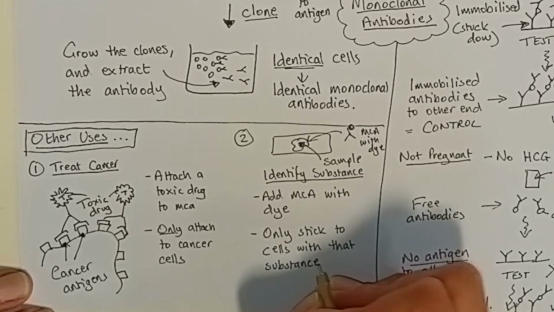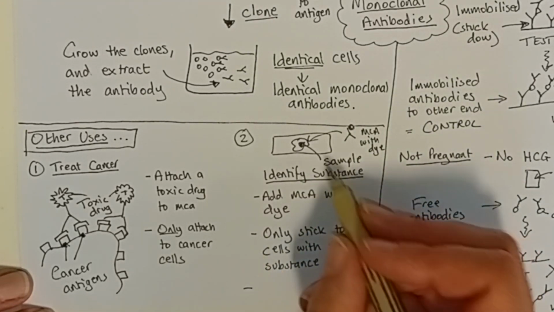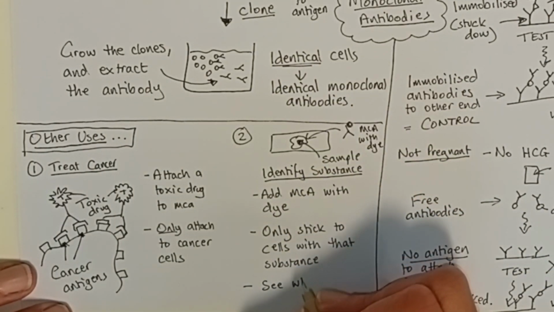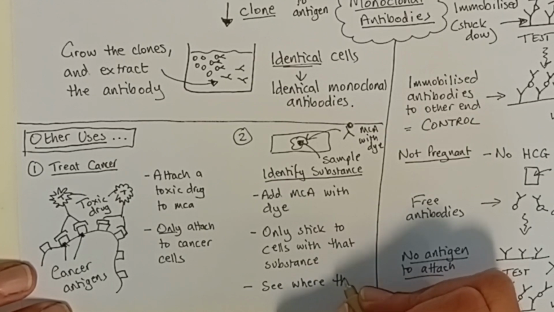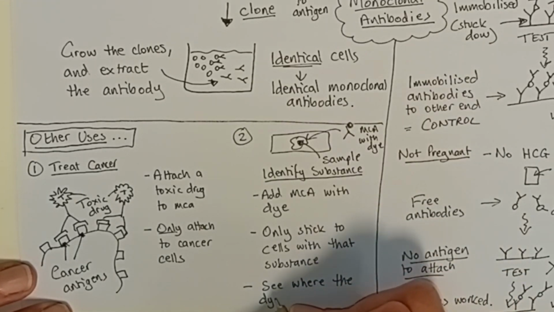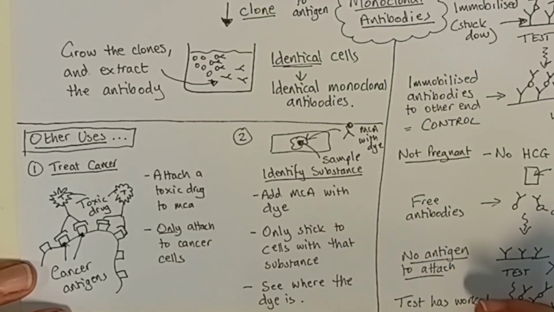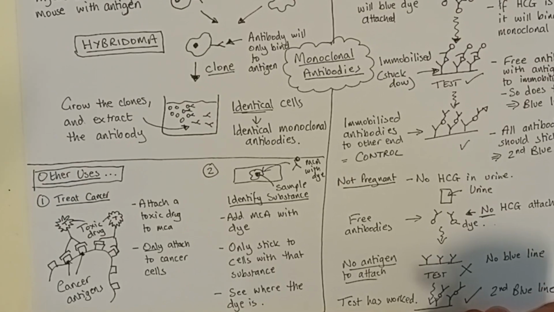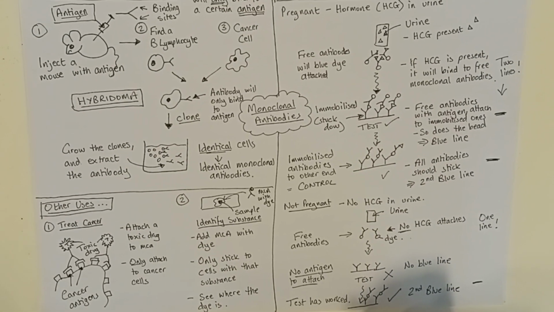Sometimes you can just use the naked eye because you'll see a colour change. Sometimes you'll need to use a microscope, but you can see where the dye is. And therefore, you can see which cells have got that substance. And that's it. Really tricky.